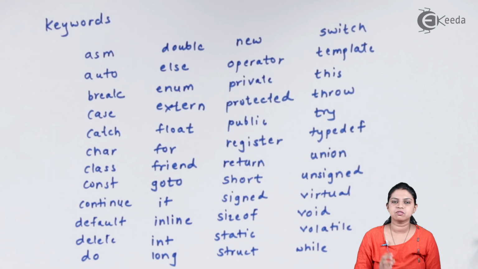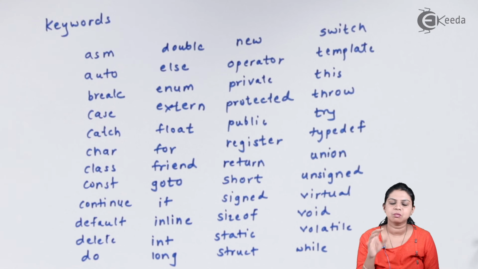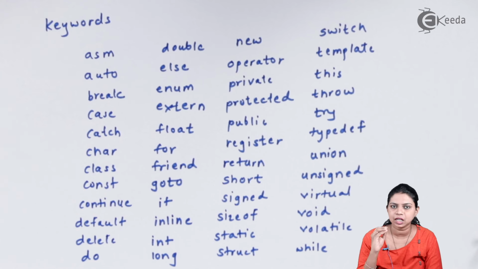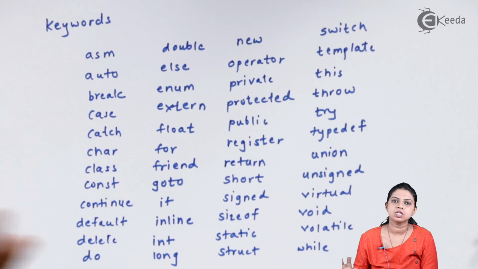For example, suppose one keyword is int, then int's meaning is already known to the compiler, so I cannot use that int as a variable name in my program because int is a keyword. So keywords are such words whose meaning is already explained to the compiler, and I call them reserved words. In C++ there are around 48 keywords. Have a look at those 48 keywords. You won't understand the meaning of all these keywords at a moment, but as we go ahead with the course, you will understand the meaning of each and every keyword.